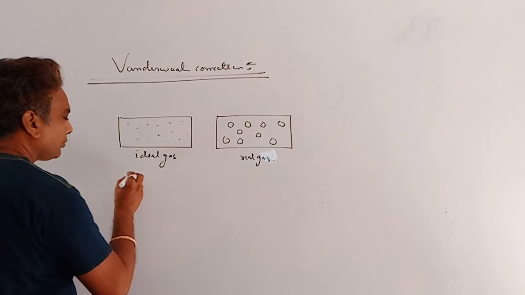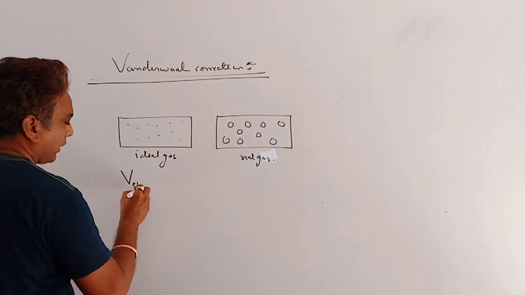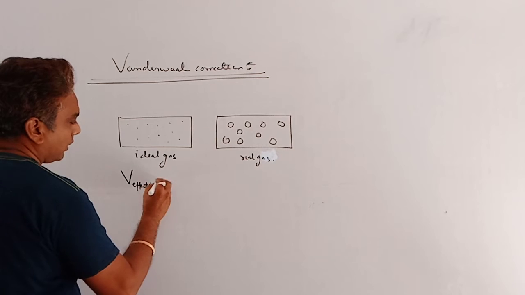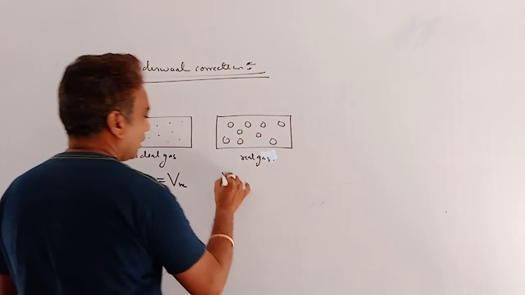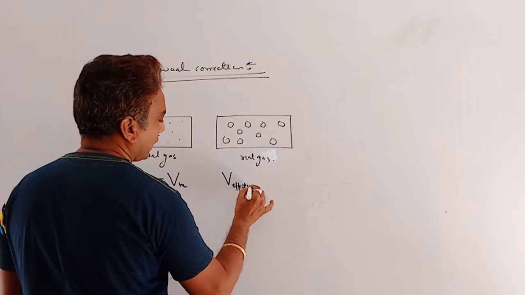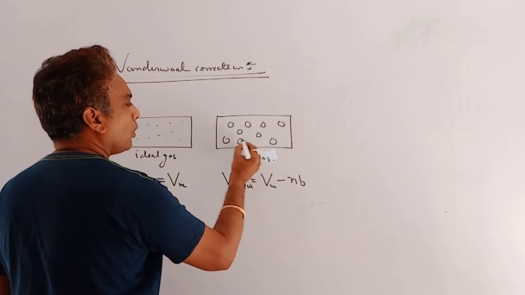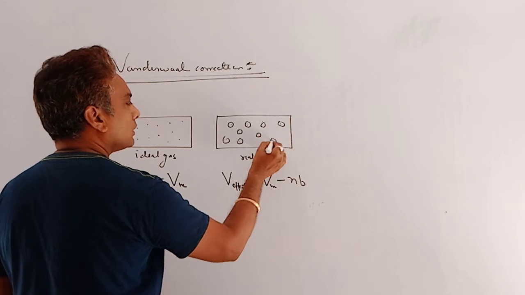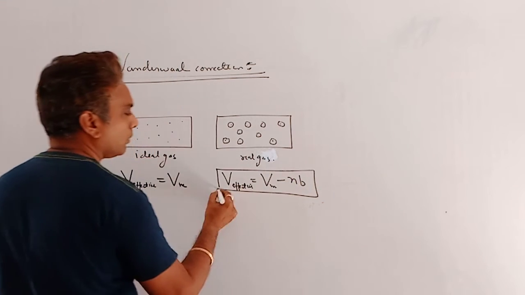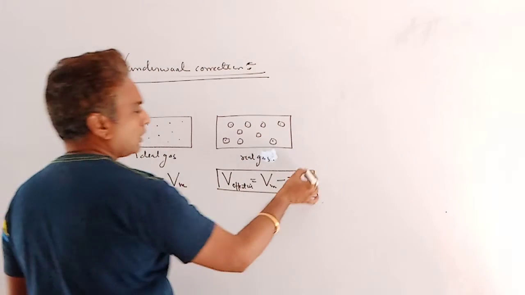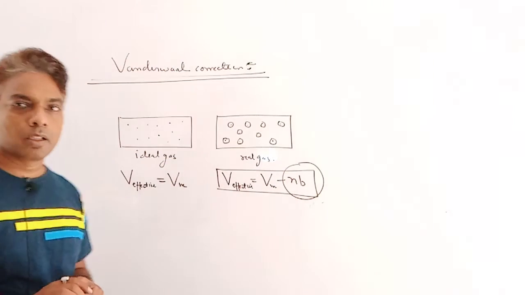So, in case of ideal gas, V effective is equal to V measured. But in case of real gas, the actual volume, which is V effective, is equal to V measured minus nb. The volume occupied by the real gas particles will be subtracted from V measured, which is n into b, known as volume correction. Clear?